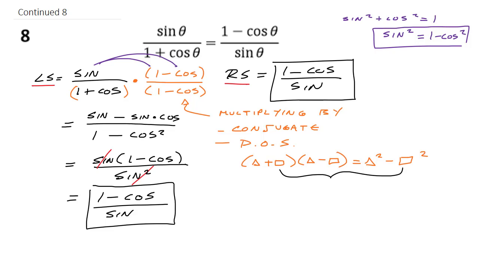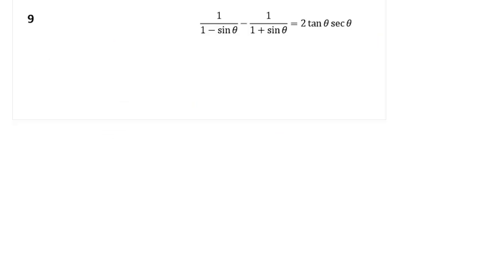That one got a little wacky, a little wild. Let's do one more, one of our favorites. This is a big favorite in grade 11, the final one for today. All right, here we go with number 9, a grade 11 favorite. This one's going to involve getting common denominators. Now, how do I know that?